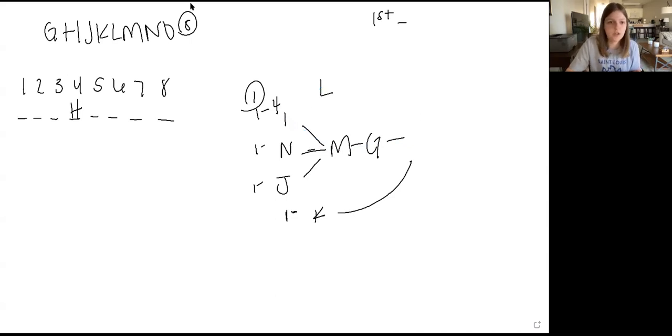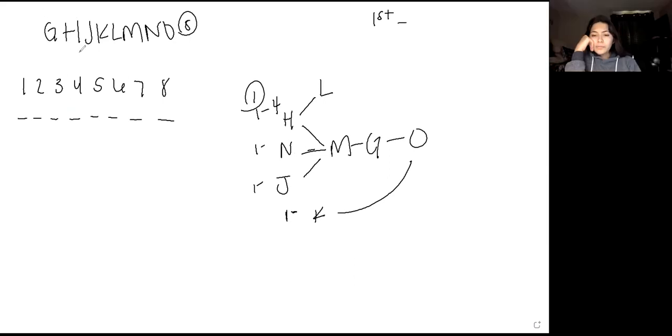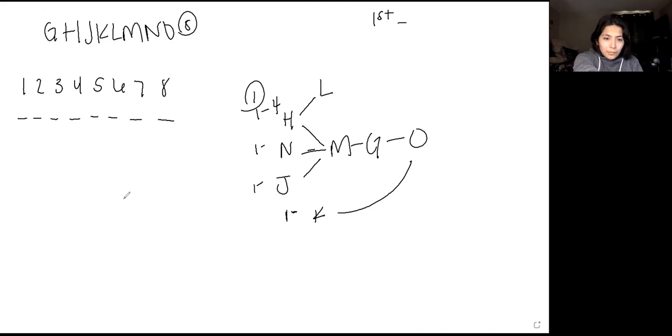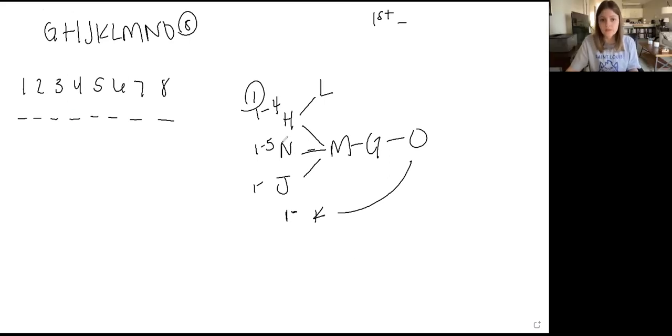Sure, erase half my diagram. So we've got 1 through 4 for H. What about N? Let's do the same thing for N. What's the latest that N could go? How many have to come after it? M, G, and O. So only 3 have to come after it, which means what's the latest it can go? 5. Yep. So N has a range of 1 to 5.